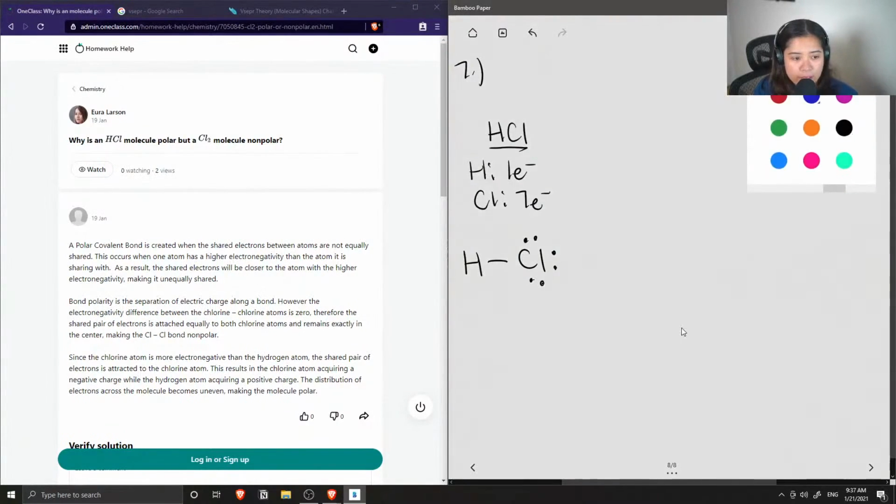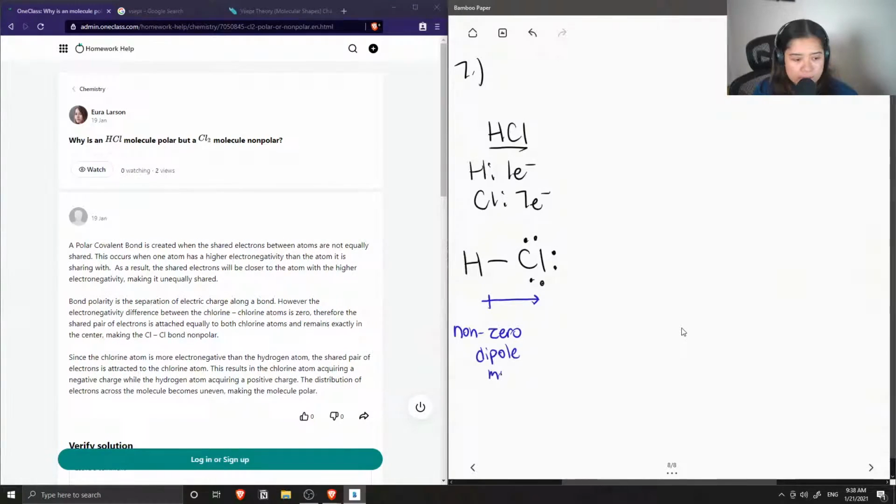And the reason why this molecule is polar is because chlorine is so much more electronegative than the hydrogen that we have a non-zero dipole moment pointing towards the direction of chlorine. So now we can show that the hydrogen is partially positive, the chlorine is partially negative. So therefore this molecule is polar.